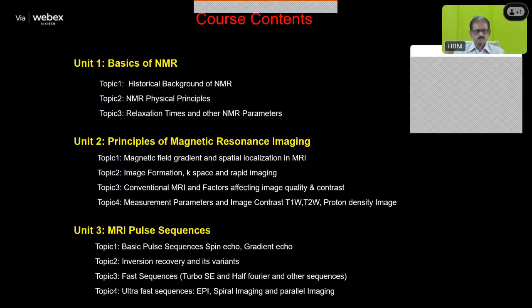type of images. Then I will go on to MRI pulse sequences, which are very important, which decide which contrast you want to produce using MRI. And then we'll cover basic pulse sequences like spin echo and gradient echo, going on to inversion recovery and its variants, then fast sequences to speed up the image acquisition, and then ultra fast sequences like echoplanar imaging.